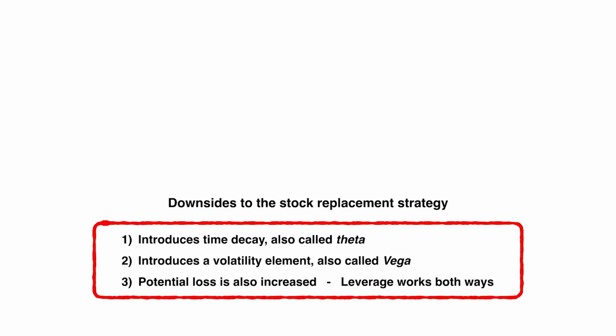And lastly, of course, leverage works both ways, so the option buyer can also lose more money with less capital. In my opinion, though, the advantages far outweigh the disadvantages, so it's a very worthwhile trade to learn. But we do have to know how to mitigate those risks, and fortunately we can do that.